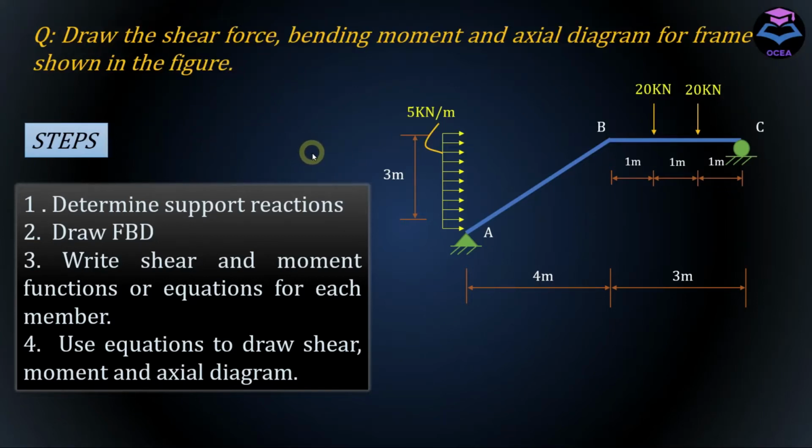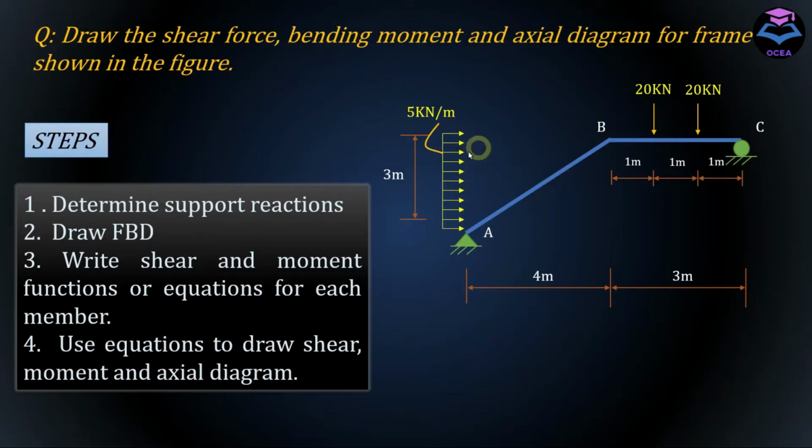In this lecture, I'm going to take you through the process of drawing the shear force, bending moment, and axial diagram for this frame shown in this figure. In this frame, we have member BC, which is subjected to 2 point loads, 20 kN each, and we have member AB, which is subjected to a UDL of 5 kN per meter intensity.